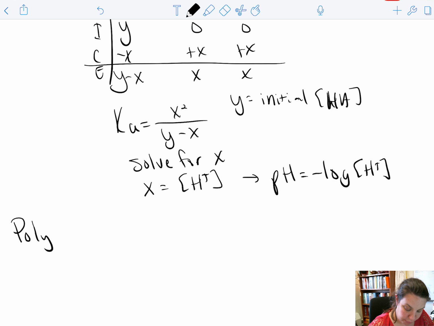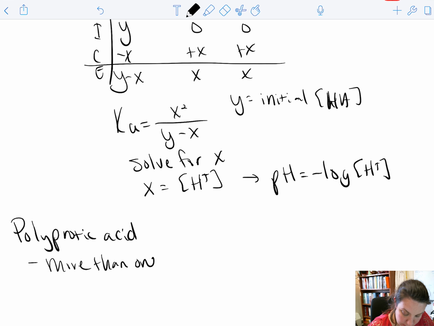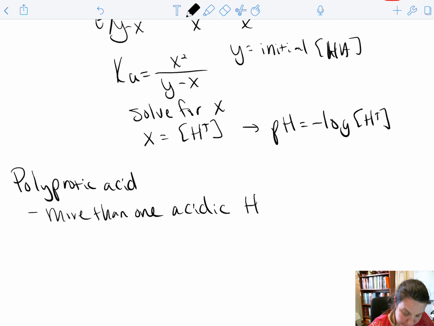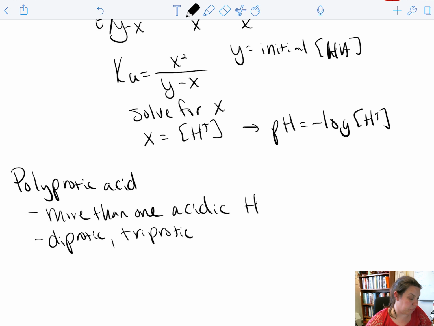We also have polyprotic acids. Most of our polyprotic acids are considered weak acids. These are acids with more than one acidic hydrogen. So we already looked at diprotic, but there's also triprotic, and that's usually where we stop. So these are going to be something like H2A or H3A.